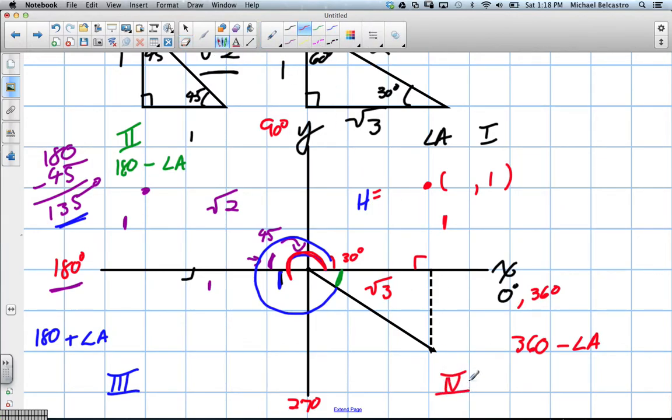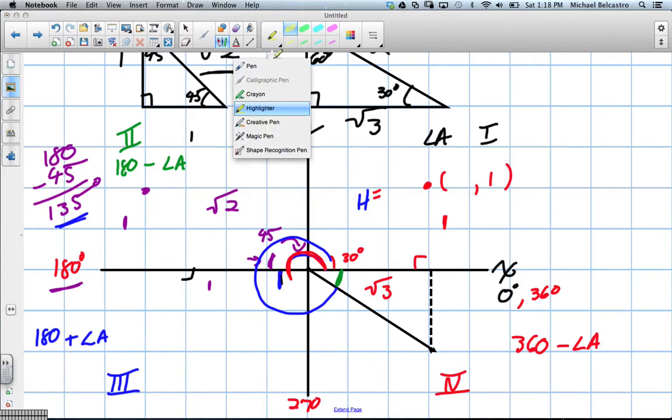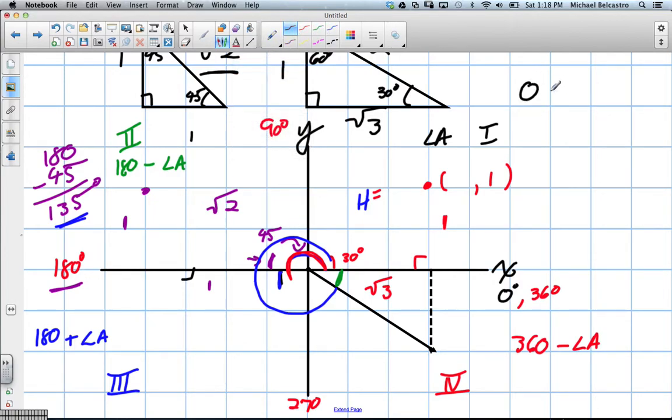So really what we're doing here is we have to pay attention to where they want us to solve angles between. Because if they say, we want you to find the angle theta between 0 and 360, and then they tell you to find the angle of sine theta when it's equal to 1 over root 2, well, they've given us a very large range to solve for.